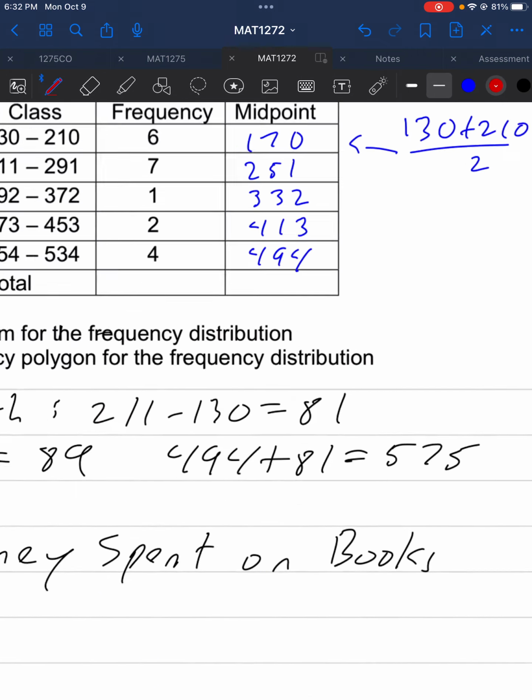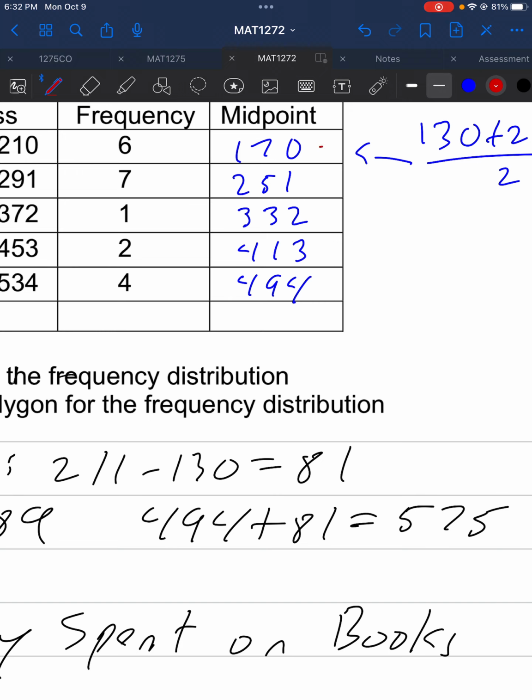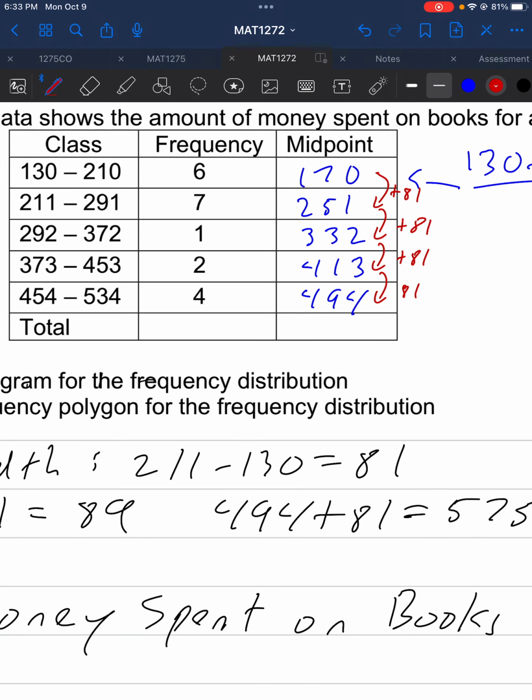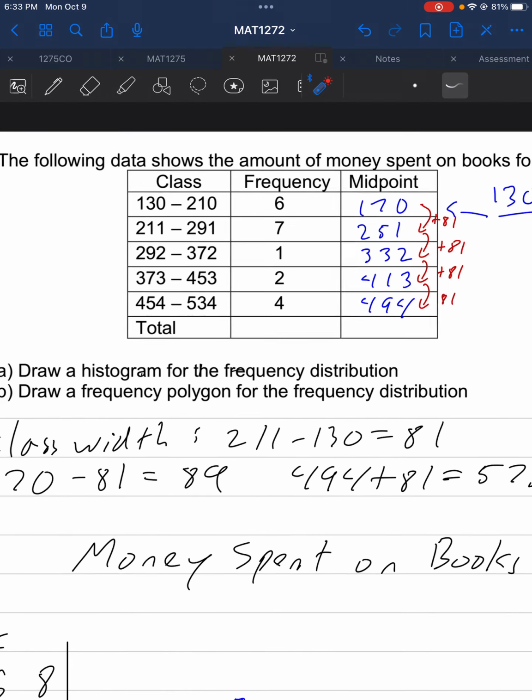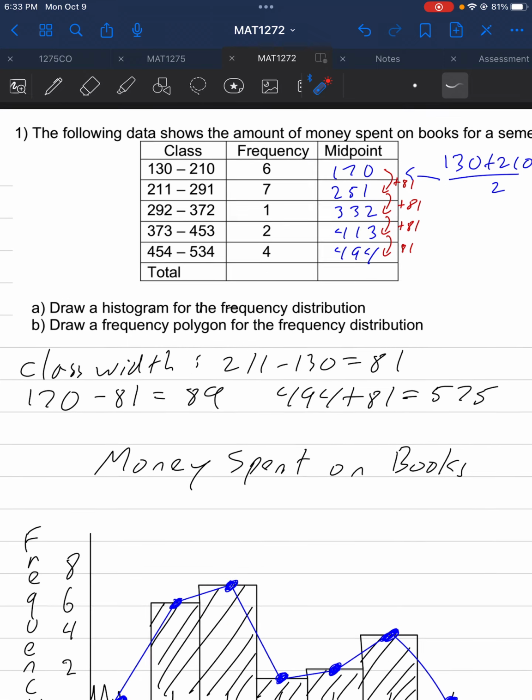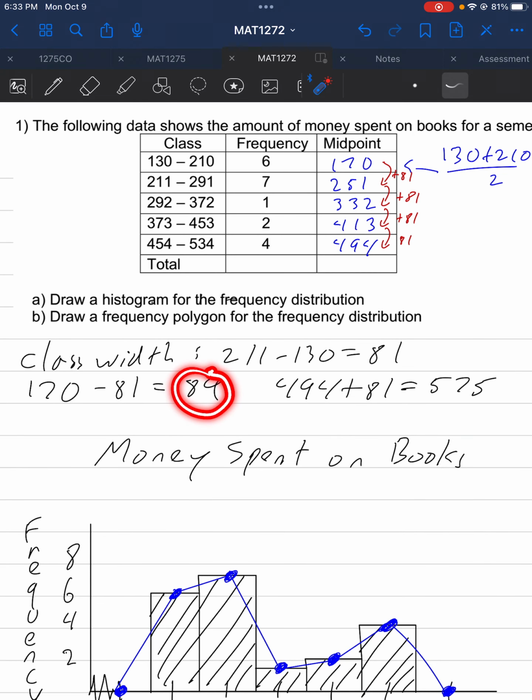Now this means that in order to get each midpoint, once you find the first one, you can find the next one by adding the class width 81. And then add 81 again, add 81 again, add 81 again. You can certainly also find the average for each class and get the midpoint that way. You'll get the same answers. But you do need to calculate the class width in order to get these alternate midpoints.